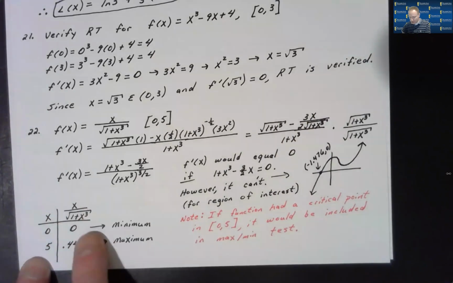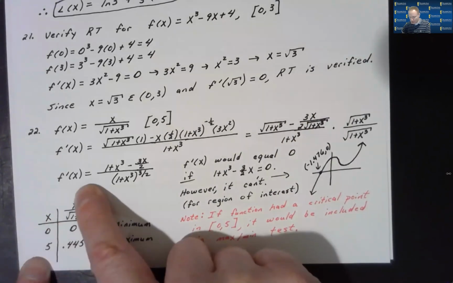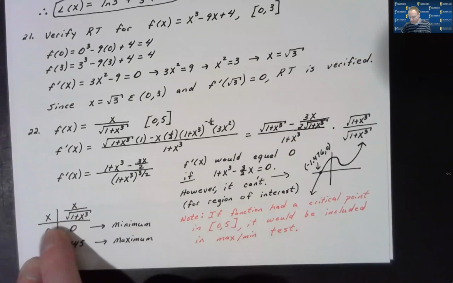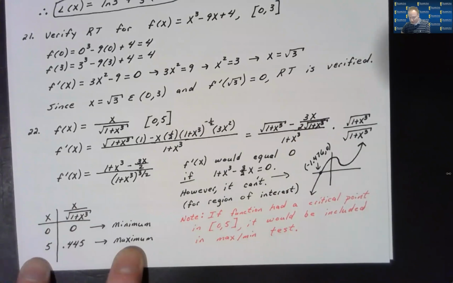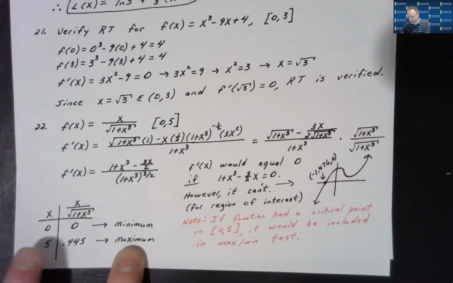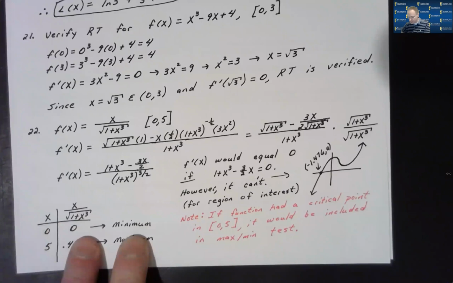When I plug a 0 in, of course, I get a 0 because the numerator is 0. When I plug a 5 in, I got 0.445. So we have a maximum at the ordered pair (5, 0.445) and a minimum at the ordered pair (0, 0).